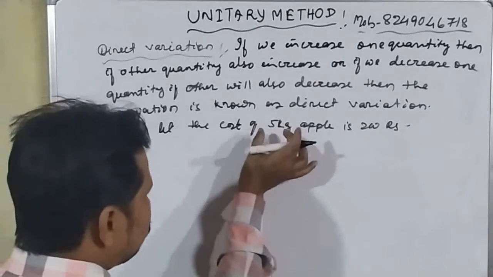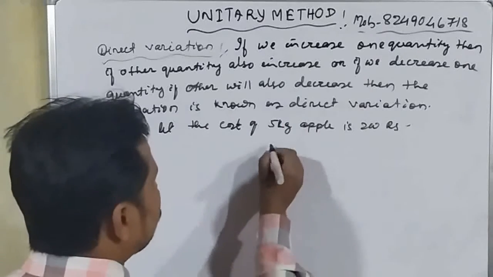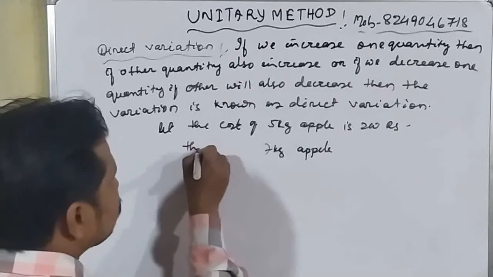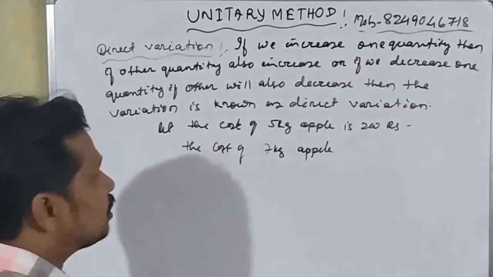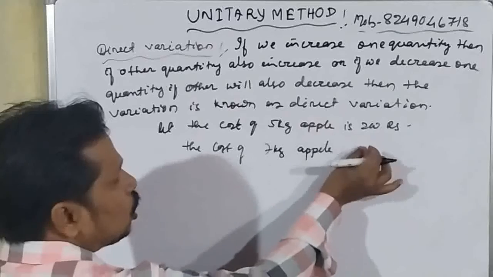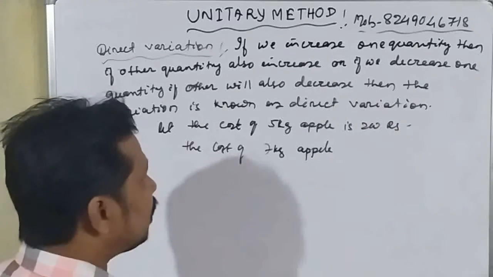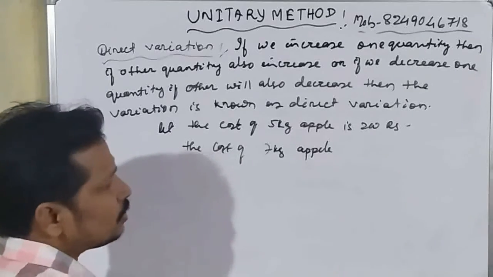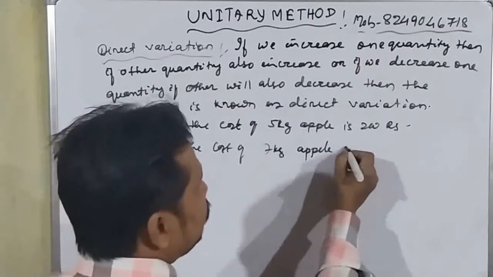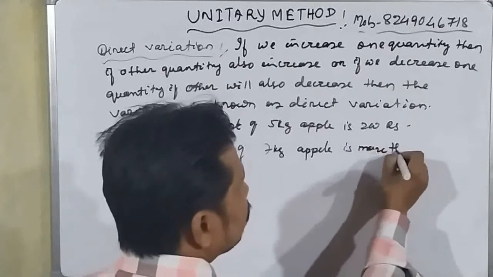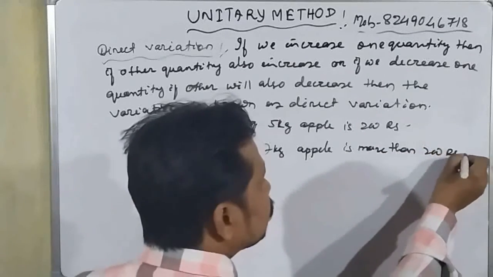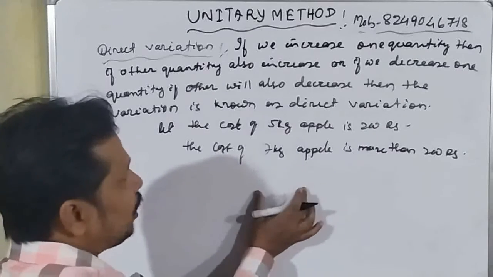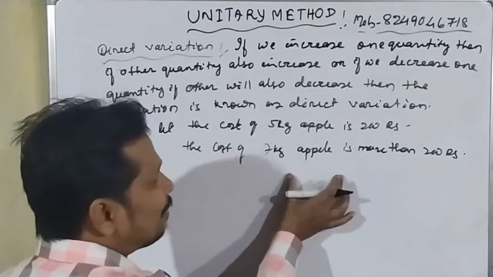Okay student, so now if we change the volume of the apple, that means if we buy more volume of apples, suppose 7 kg apple, the cost of 7 kg apple, do you think that the cost will increase or decrease? Definitely, if we buy more apple, then we have to pay more rupees. So the cost of 7 kg apple is more than 200 rupees. We do not have to find out the value of 7 kg apples. Only we have to think about what the cost will be.